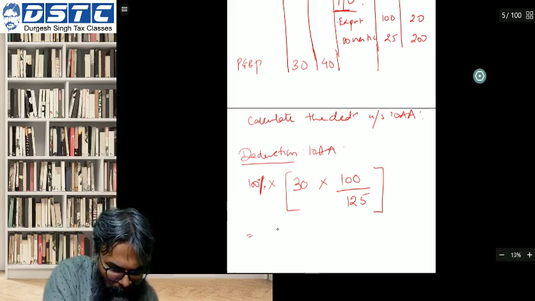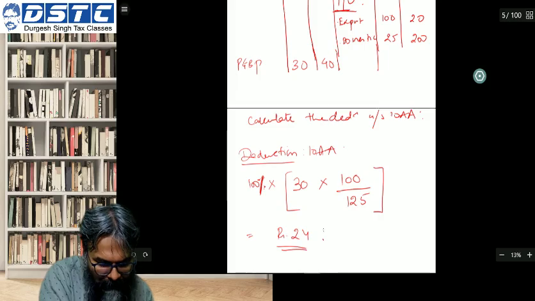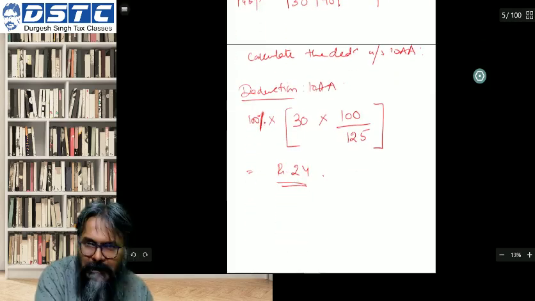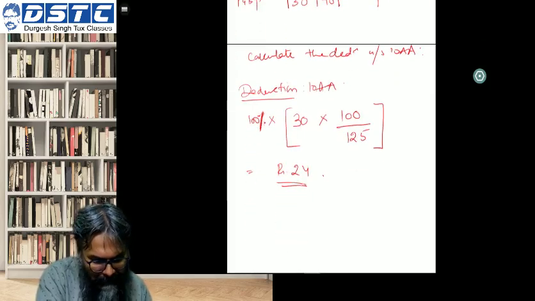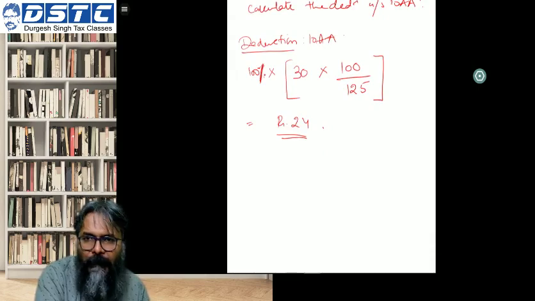I think 24 is what you are telling. So 24 is what you will be getting as a deduction. If this calculation results in 24, I'll accept that. Fine, students, so this is how you will do the calculation. You have to be very careful. Total turnover has to be that of the SEZ. So students, in that regard, 24 is the answer.